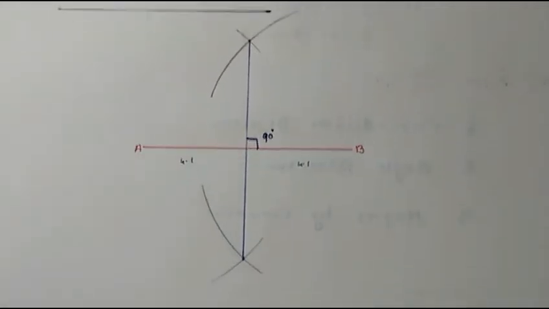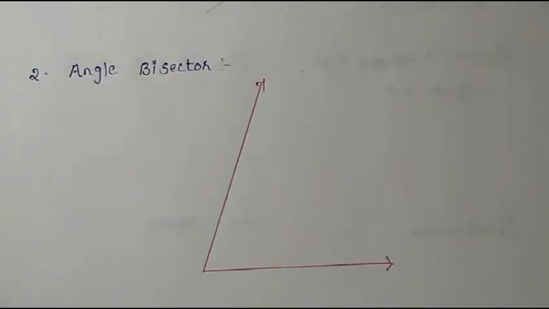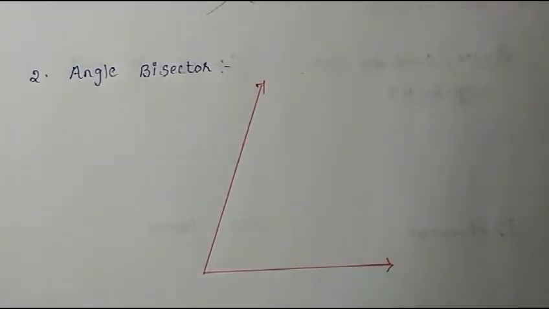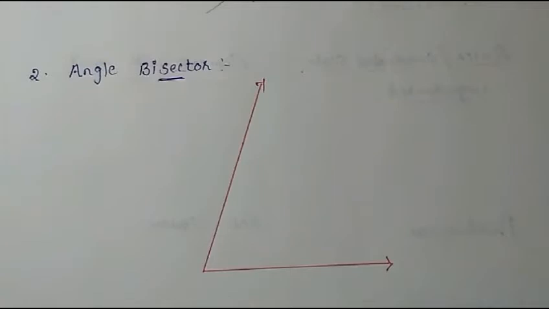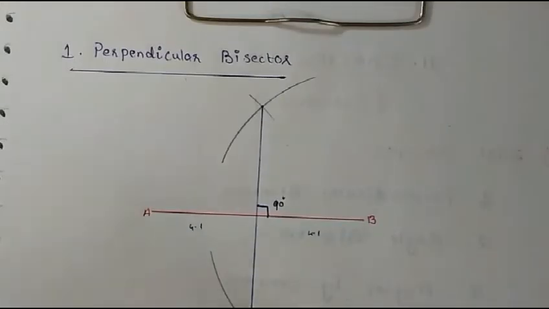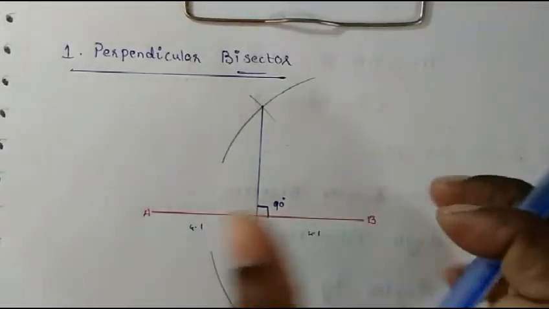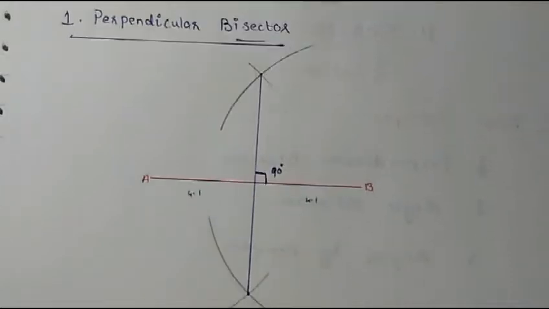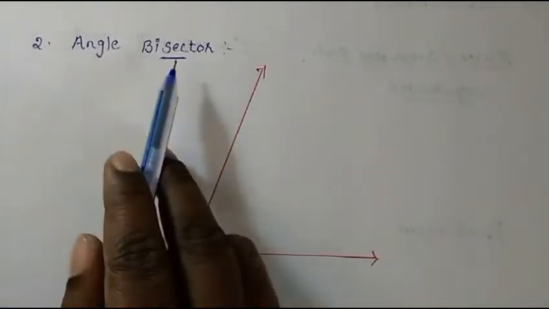So now next we will see the angle bisector. How to do the angle bisector, let us see. Here an angle is given to us. We don't know how much it is. Bisector means equally dividing. That's what we call the perpendicular bisector: the bisector means the line divides equally in half. So here, with the angle bisector, this angle will be divided equally in half. That's why we call it angle bisector.